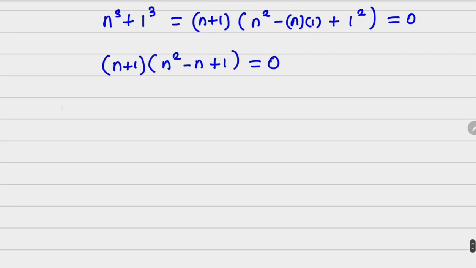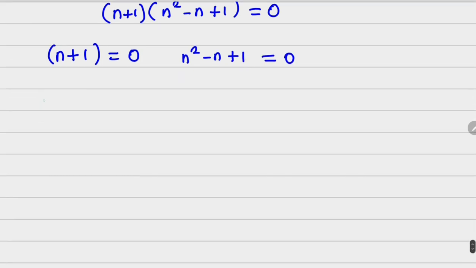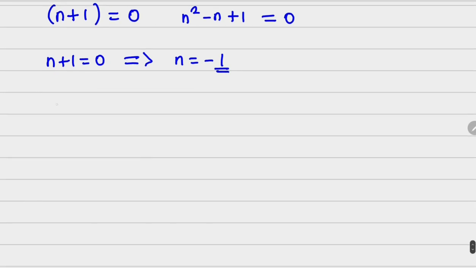Going by what we know from the factorization of a quadratic equation, n plus 1 is equal to 0, then n squared minus n plus 1 is equal to 0. Now, picking the first instance, when n plus 1 is equal to 0, this implies that n is equal to minus 1. So that is one of the values of n. Then n squared minus n, then plus 1 is equal to 0.